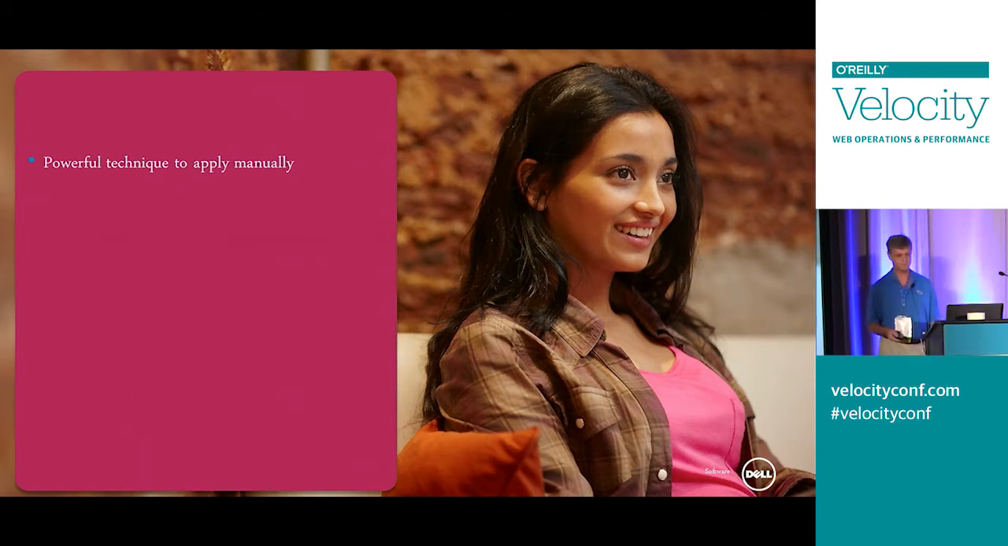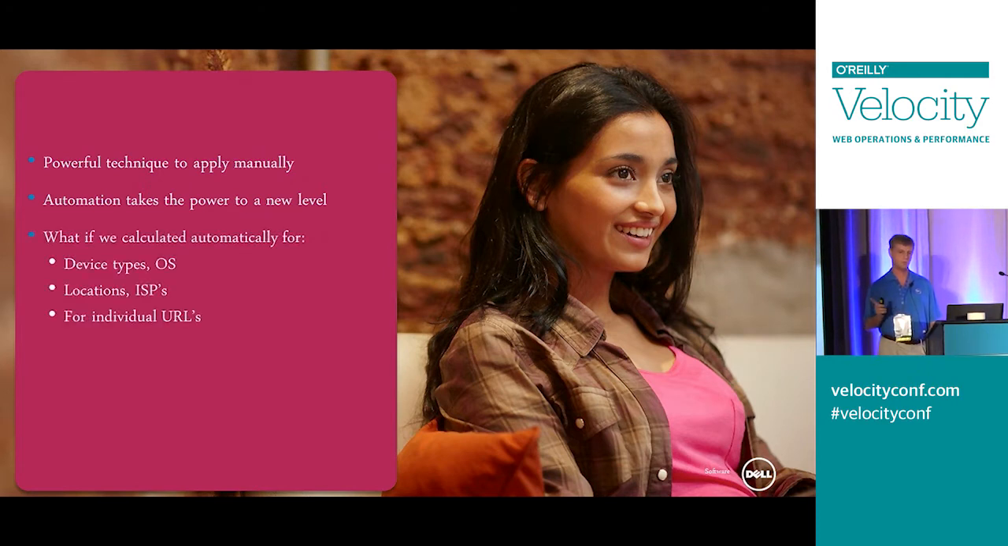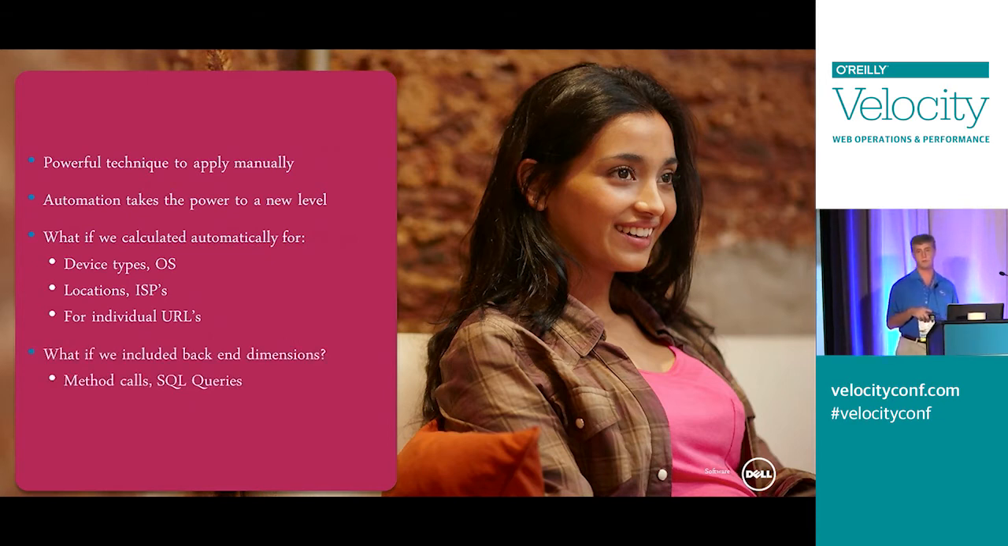It would have saved me some pain over doing it manually. But when you do automation, it goes to a whole new level because the computer can run through these calculations so fast. So what if we do this same calculation for all the different device types we see hitting the site, all the different OSs, all the different locations, maybe even ISPs, so we can detect what ISP they're coming from, individual URLs, and then bubble those up to the top. We could even do it for method calls if we instrument the app server. SQL queries. Which SQL queries are driving this? The power starts to get pretty interesting.